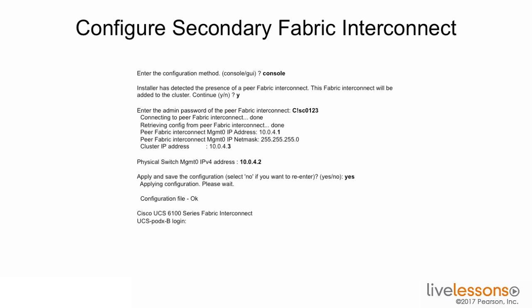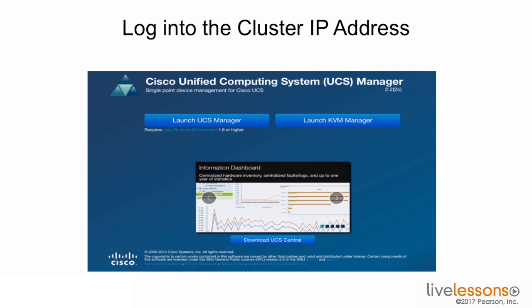It asks you for a physical IP address, a unique IP address for the second member of the cluster. In this case, A is .1, B is .2, and the cluster is .3. And then finally, it asks you if you would like to save the configuration. At this point we enter yes, our configuration is done. We can now browse to the .3 address, and we should get a screen that looks just like this.